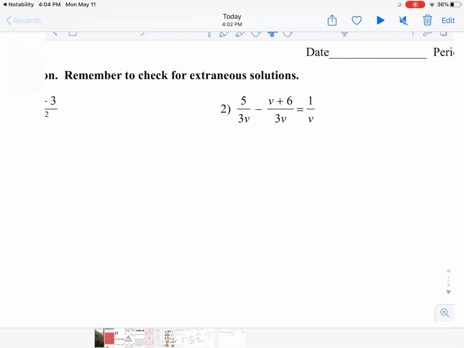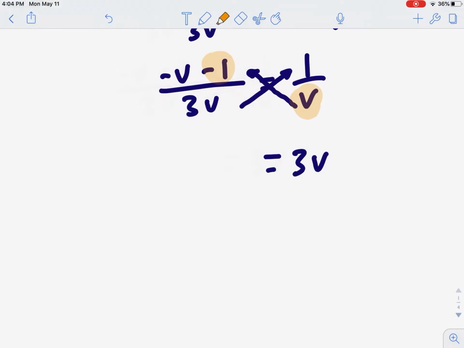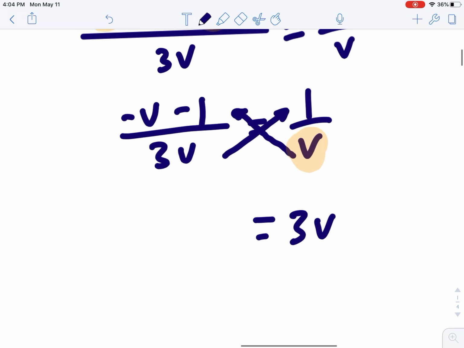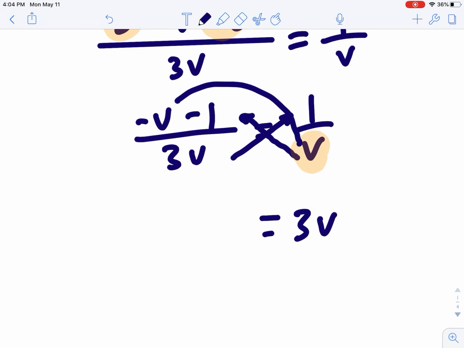Oh shoot, sorry about that. Had a little pop-up and I hit it by mistake. So when I multiply one term by two terms, what I actually have to do is distribute it. I have to do v here and v there. So let me try to write that a little more clear. V times negative v is negative v squared. V times negative 1 is negative v.